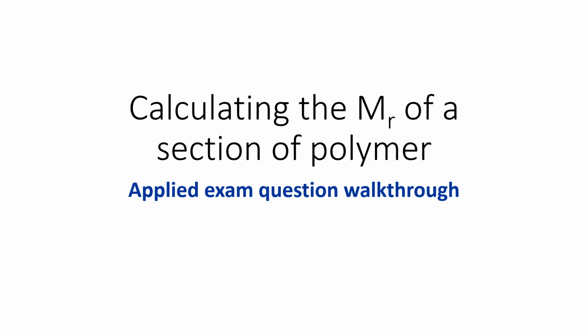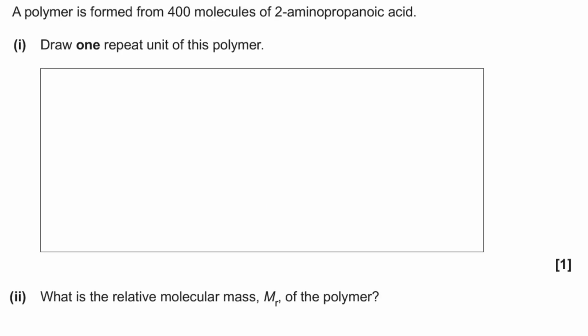Hi, and welcome to this look at how to calculate the MR of a section of polymer. It's an applied exam question style that's increasingly popular. So looking at the question, they want you to think about two aminopropanoic acids. So the way to do this is to visualize just that compound. They want one repeat unit of this polymer.